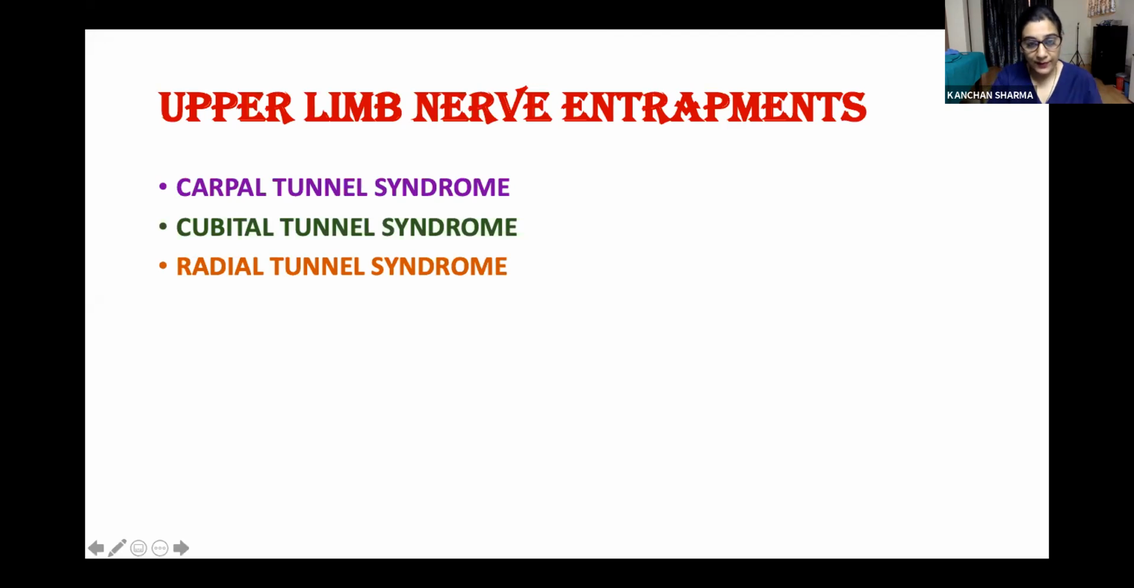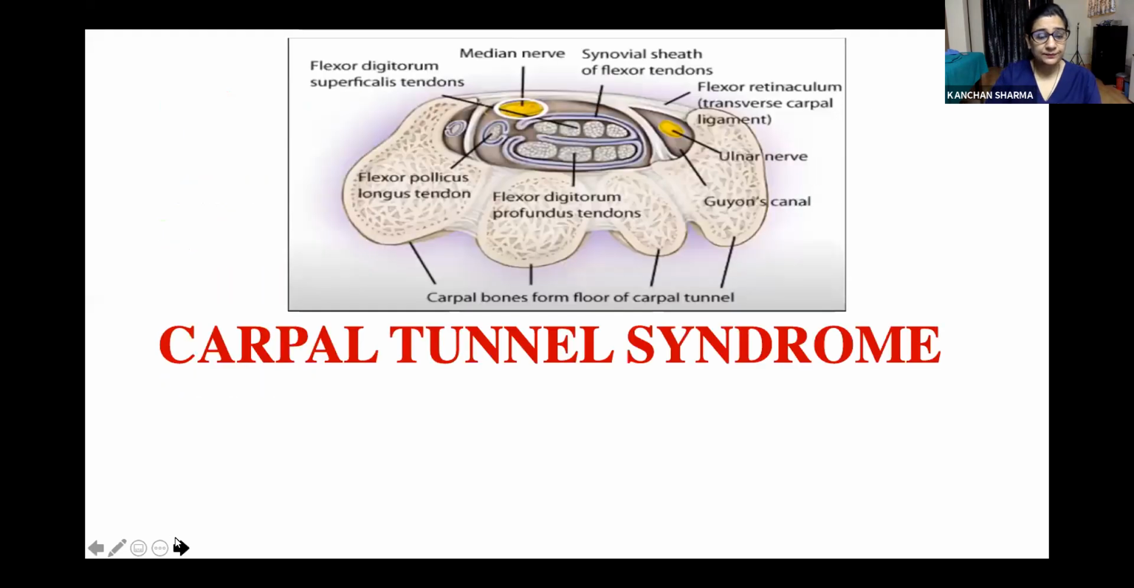And what I have planned to do today is, I will be discussing the anatomy, and then we will be discussing the syndrome. I'll be showing you the sono anatomy, and then we'll be talking about the intervention. One by one, I'll be discussing so that we are not confused with all these three syndromes. So let's start with the carpal tunnel.